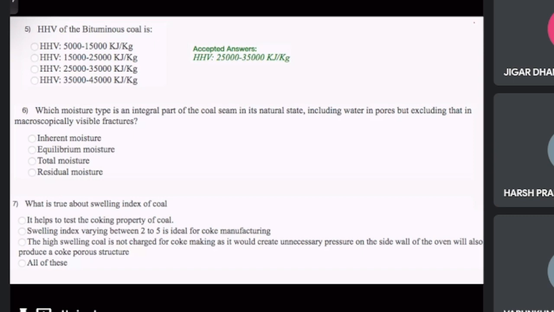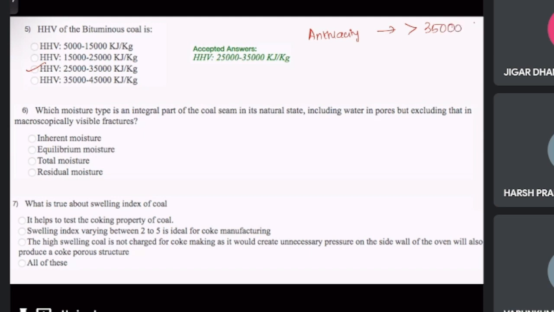Someone said C. Answer C. Let's see if it is 25 to 35 kilogram per kg. It is. So bituminous coal is 25 to 35,000 kilogram per kg.